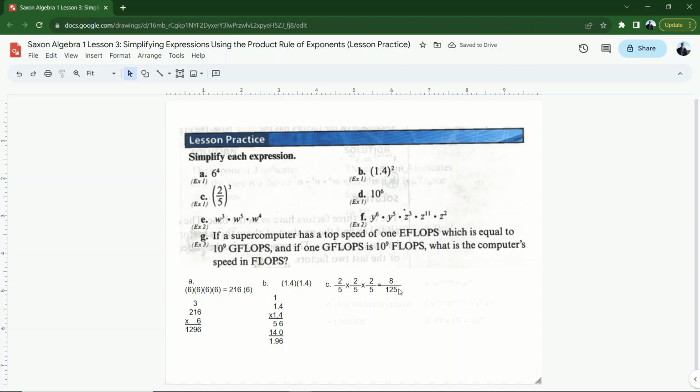I'm not going to change it to a decimal. And honestly, if this were an improper fraction, I'd just leave it as an improper fraction. This is a perfectly proper fraction, so we're okay with the way that it looks.